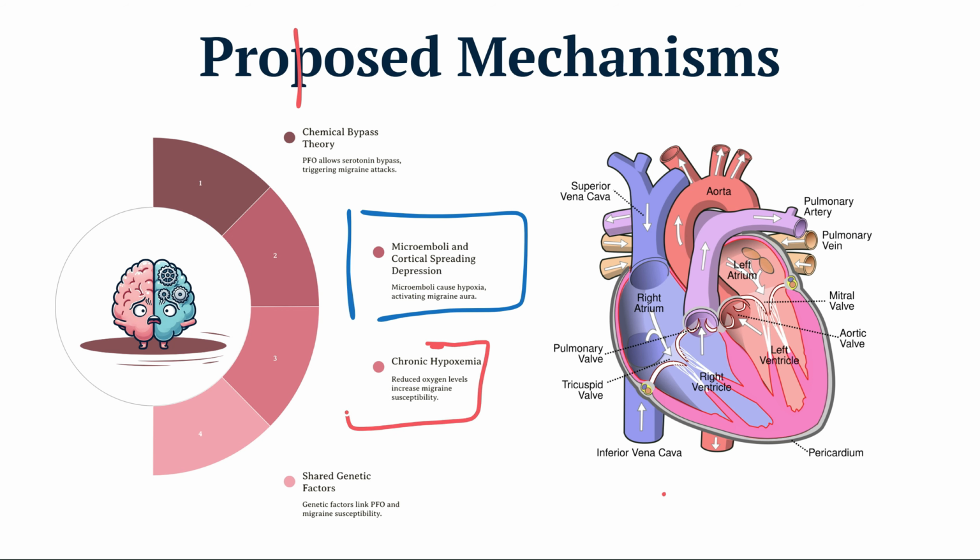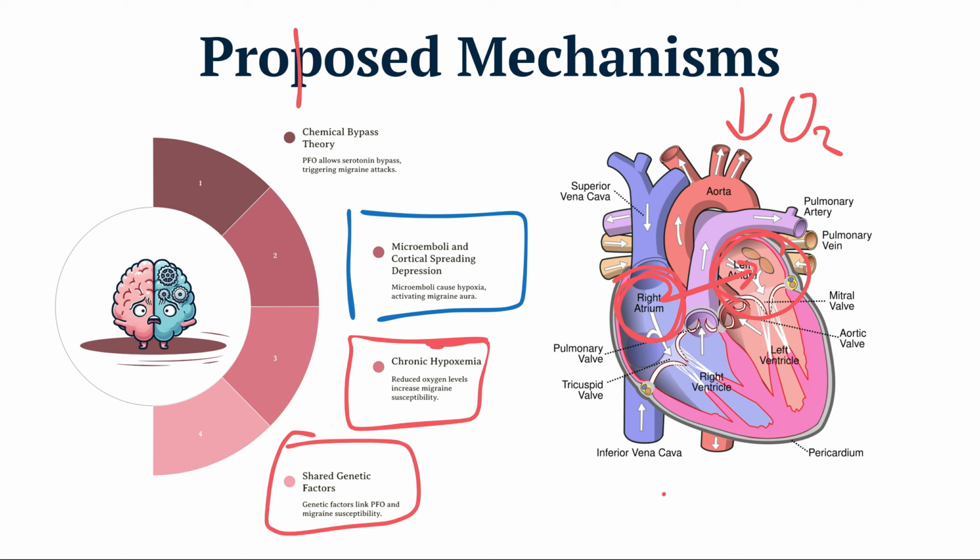Now, a third theory is chronic hypoxemia. A PFO can cause a general decrease in blood oxygen level because we are mixing deoxygenated right atrial blood with oxygenated blood. Deoxygenated blood from venous circulation with oxygenated blood that will go into arterial circulation. This decrease in oxygen may possibly make the brain more susceptible to migraine attacks or migraine triggers. Finally, there may be shared genetic factors contributing to both PFO and migraine susceptibility. So that would explain the co-occurrence without necessarily implying a direct causal relationship.